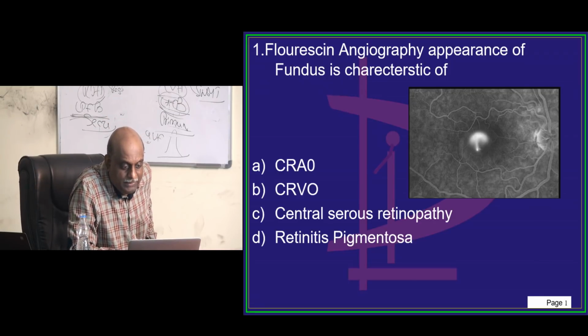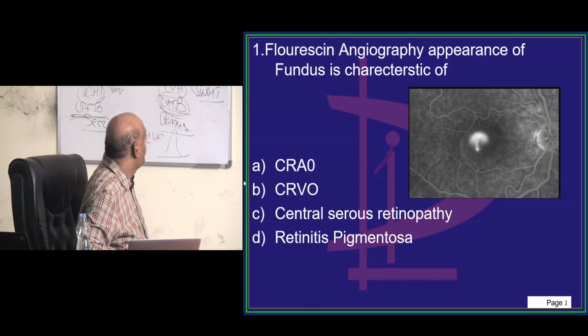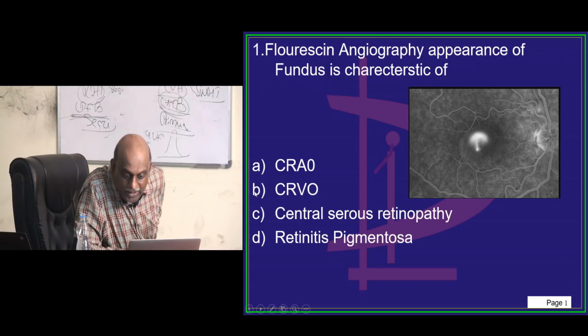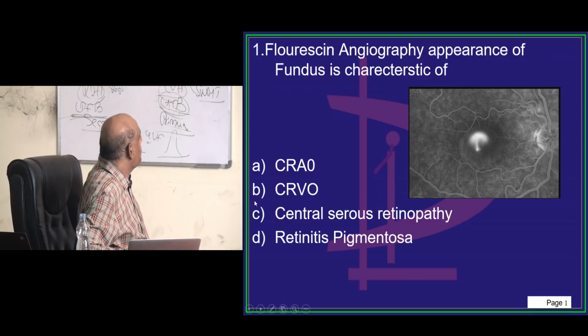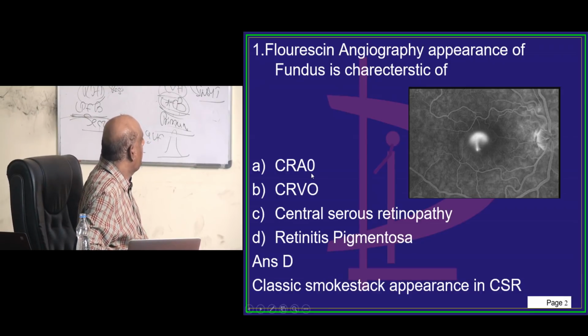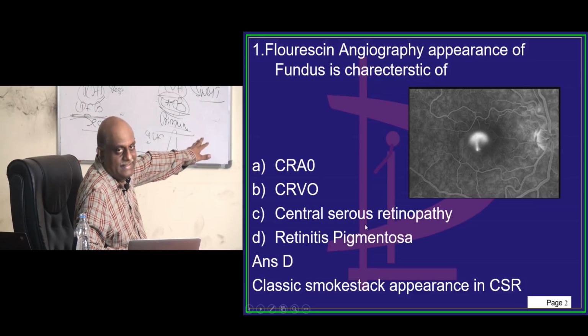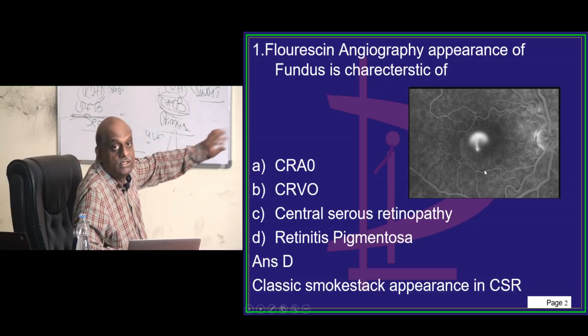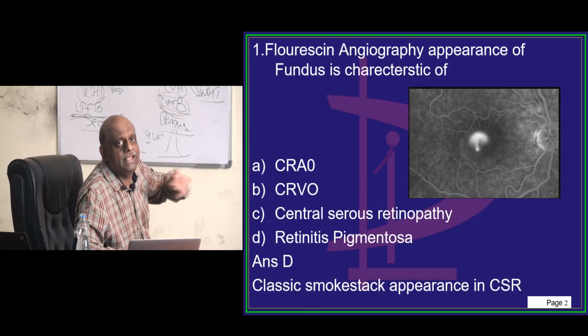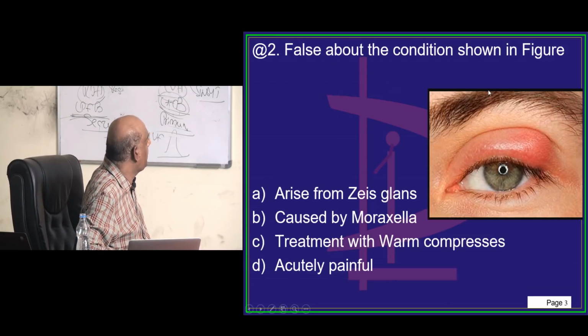So Vinoda proposes central serous retinopathy. Madhu thinks Cravo. Aishu is proposing central serous retinopathy. Absolutely. Answer is actually C, not D. C is the correct answer. Central serous retinopathy, it is called smokestack appearance, is what you should remember.